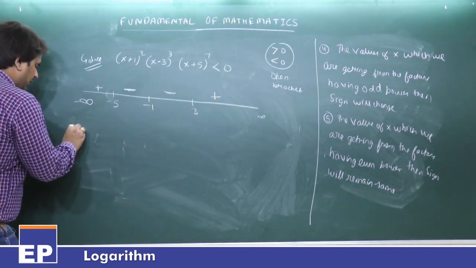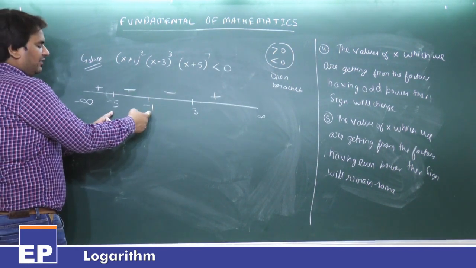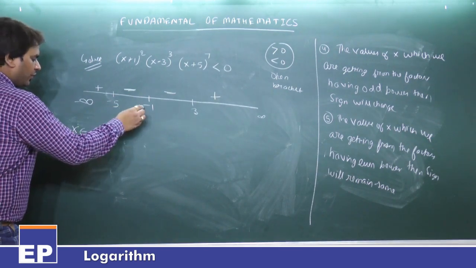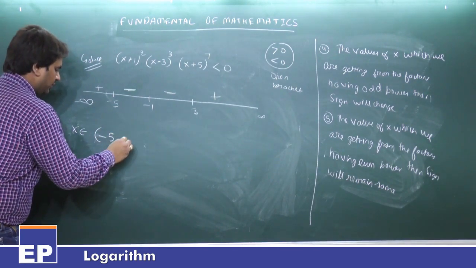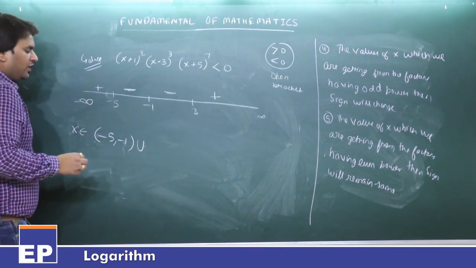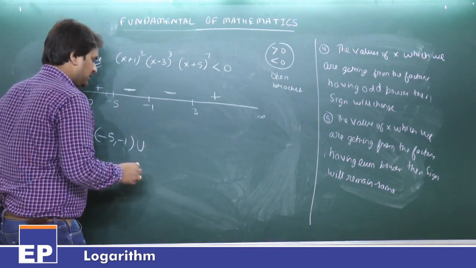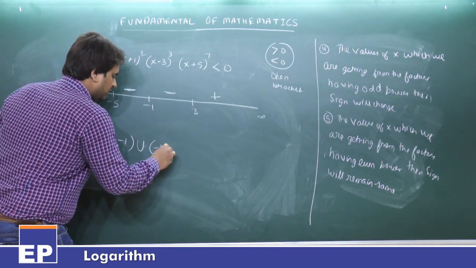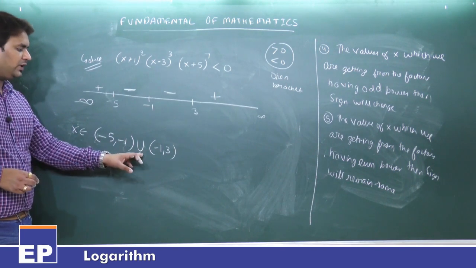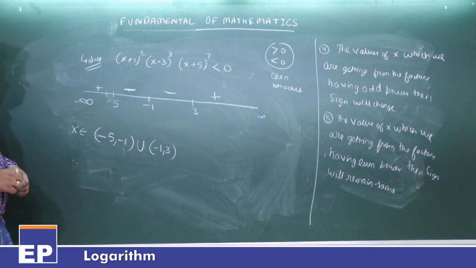So what will happen? X belongs to, negative sign is coming in between as well as in this interval. So x belongs to, answer will be from -5 to -1, in this interval, -5 to -1, union. We have to put union because we are combining the answer. Next answer will be what? Next answer will be -1 to 3. So your total answer is x belongs to -5 to -1 union -1 to 3. This is the question. Okay, note it down.